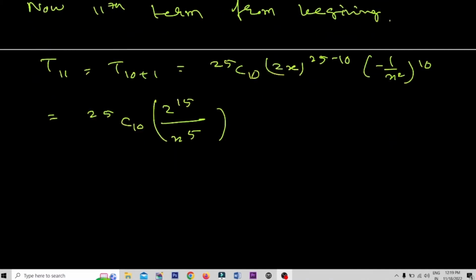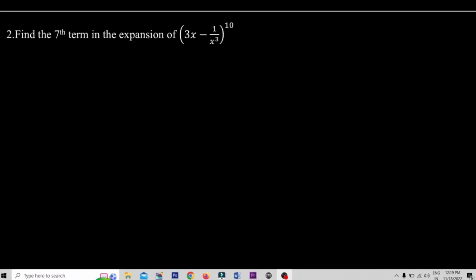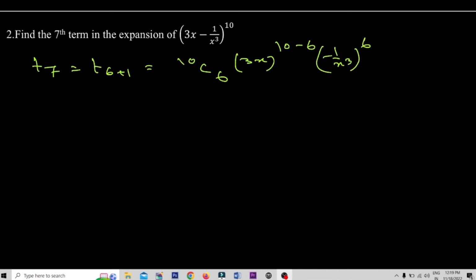Let us go to the sum number 2. In this case, the sum number 2 is: find the 7th term in the expansion of (3x minus 1 by x cube) whole to the power 10. So it is easier. The 7th term, it means T7, that is T6 plus 1. So 10C6 first term whole to the power 10 minus 6, (minus 1 by x cube) whole to the power 6.